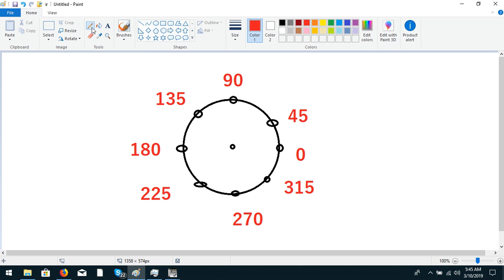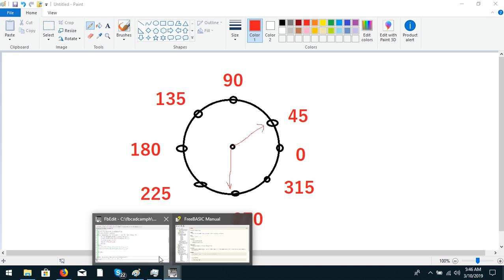If I draw a line from the center of the circle up to right here, the angle of that line is 45 degrees. If I draw a line going down, the angle of that line, I say, is 270 degrees. We are going to talk about the arctangent 2 function.